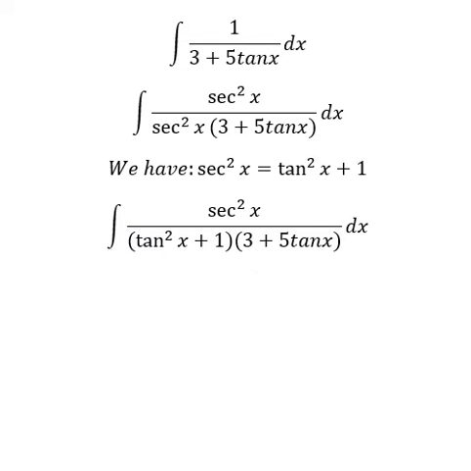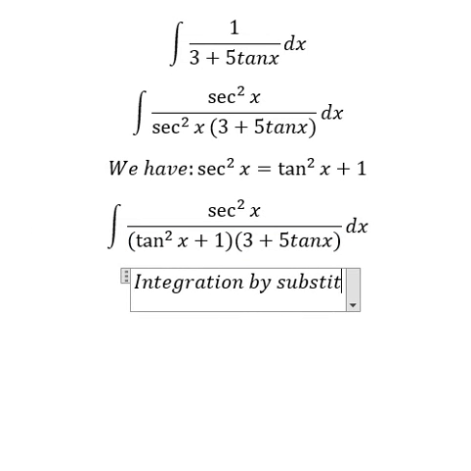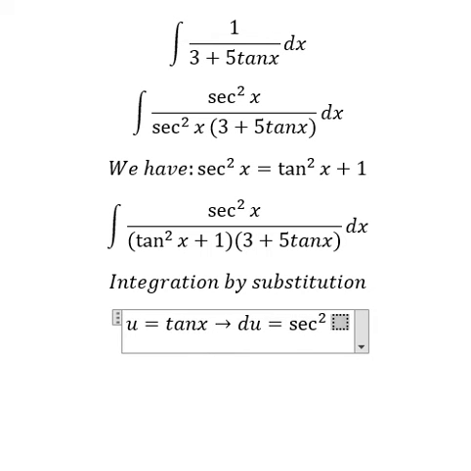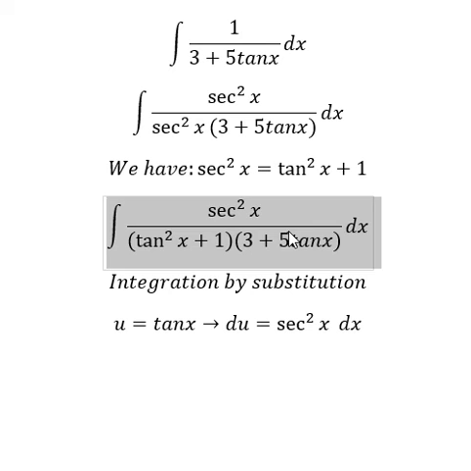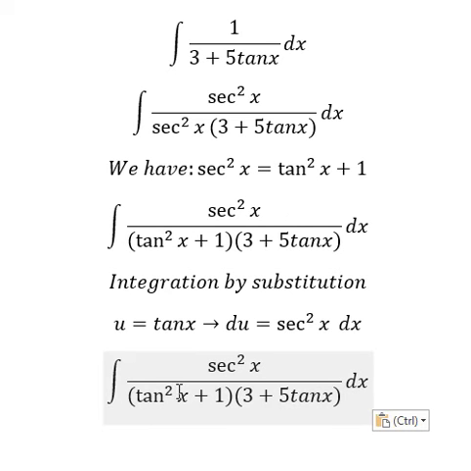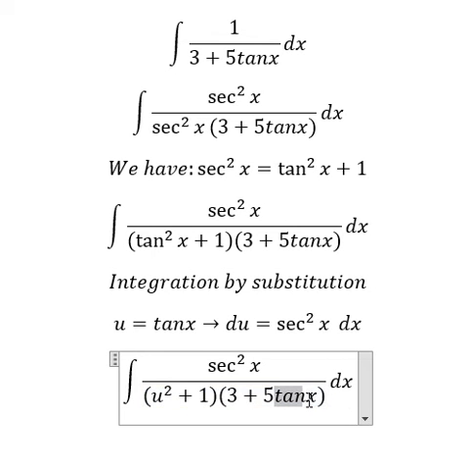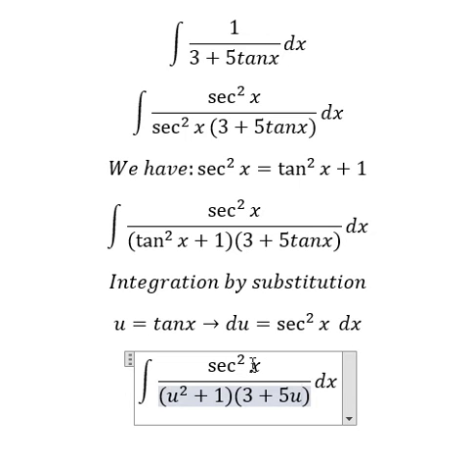Next, we can use integration by substitution. So I will put u equals tan x. Later, we need to take the first derivative of both sides, and we have secant squared x dx. So this one we change for u. This one we change for u. Secant squared x dx we change for du.